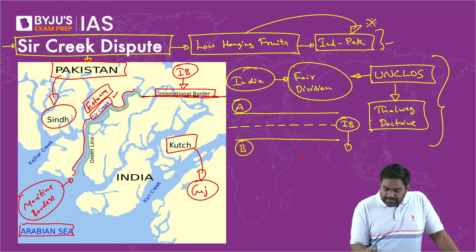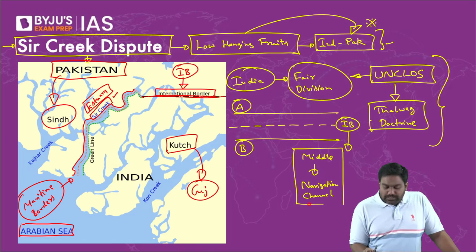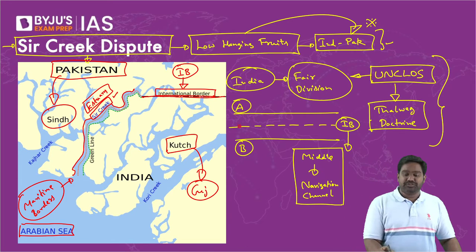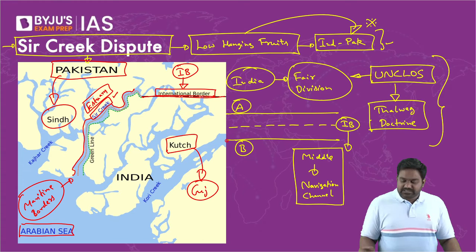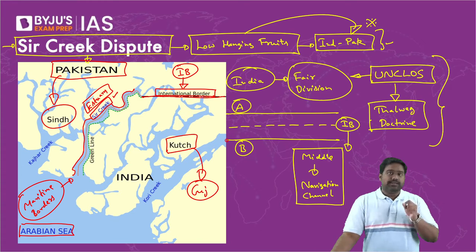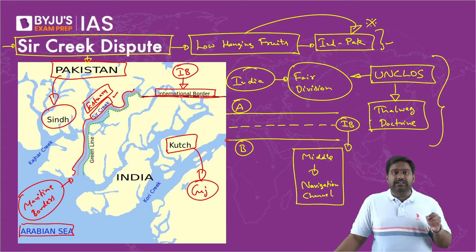The border should pass in the middle of the navigation channel, which means both sides will get an equal share. Both sides will get a fair share. It will not be unfair to either of the parties. This is what the Talweg principle provides for. It is a recognized international principle.